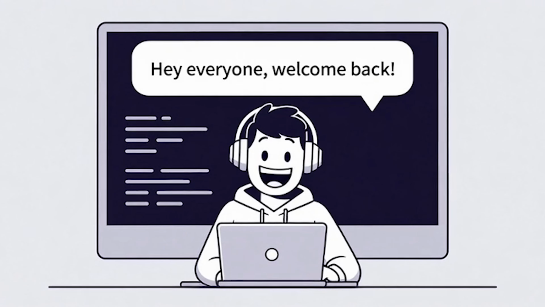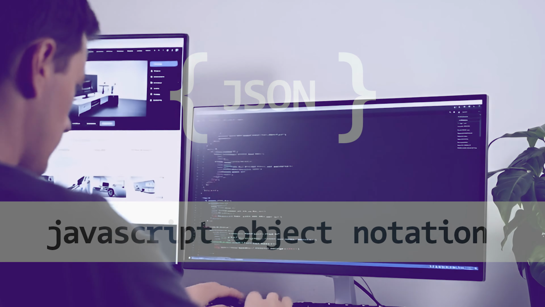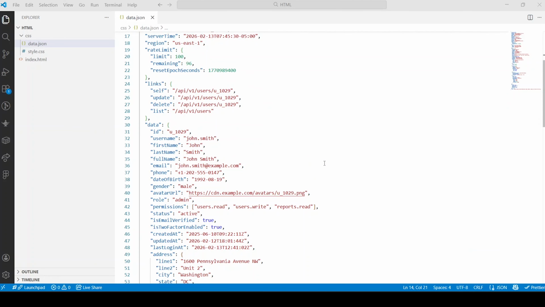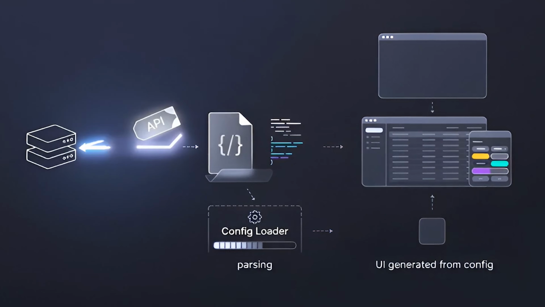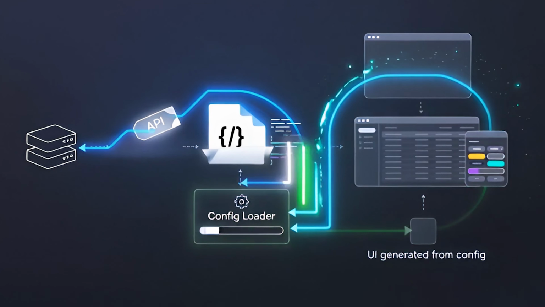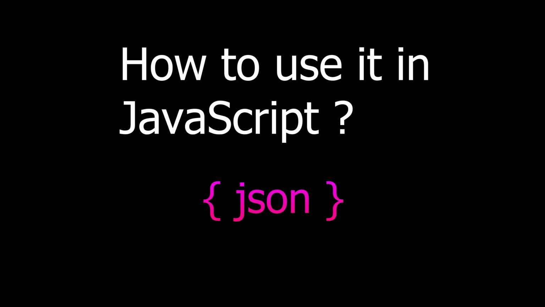Hey everyone, welcome back. Today we're talking about JSON, one of the most important things you'll use in web development. If you've ever worked with an API, a config file, or anything that sends data from one place to another, you've already seen JSON. So in this video, I'll explain what it is, why it matters, the basic syntax, and how to use it in JavaScript.